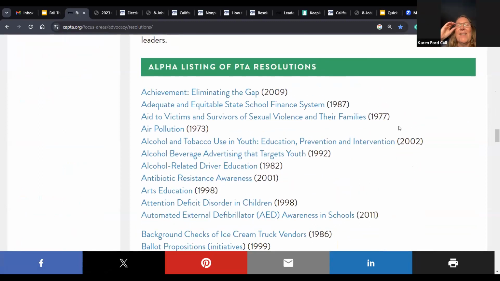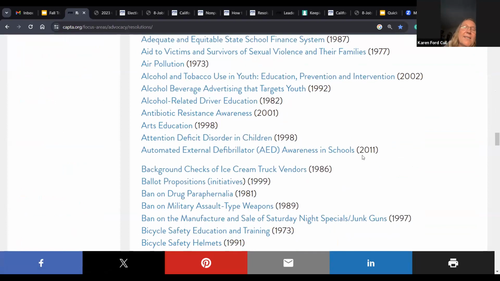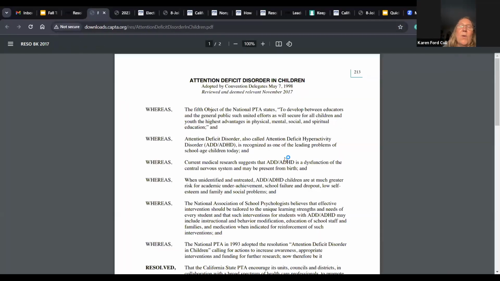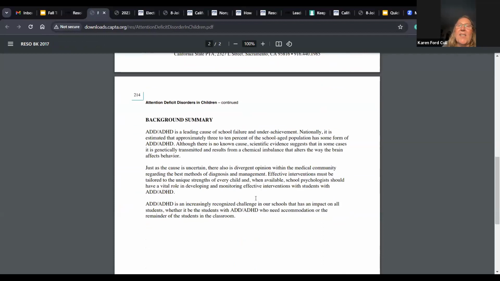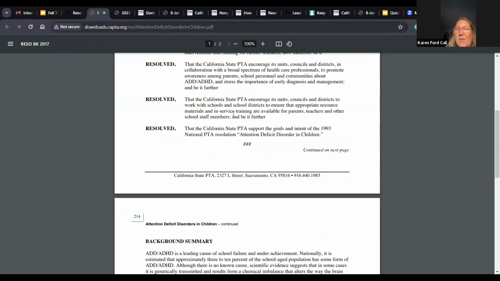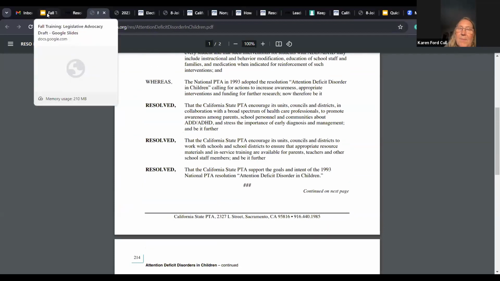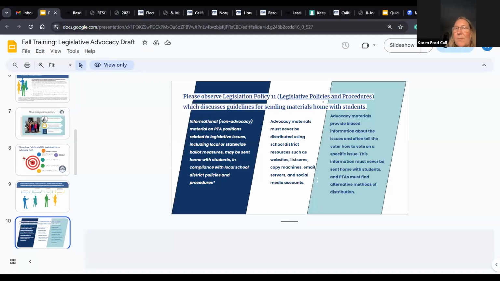There they are. There you see the list of all the resolutions that have ever been passed, and you click on each one and it tells you what it says, and those things tell you what you're authorized to advocate for. And so that's a lot of reading. There's also national ones, and there's also policy statements, both for state and national.